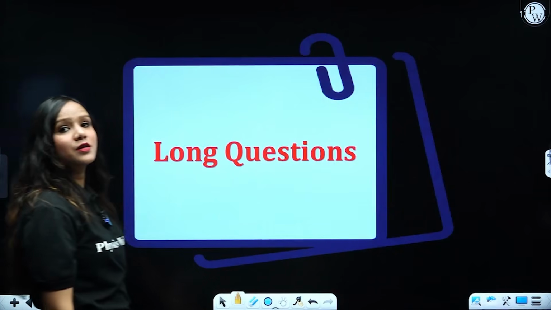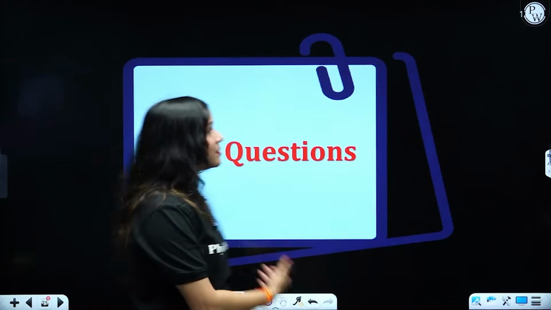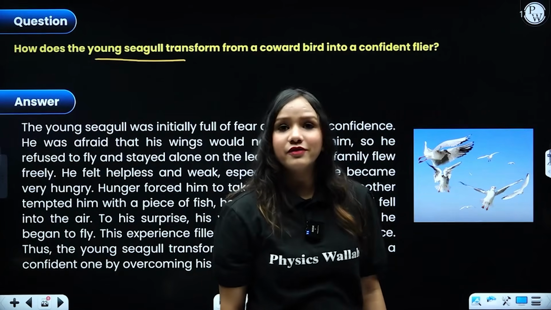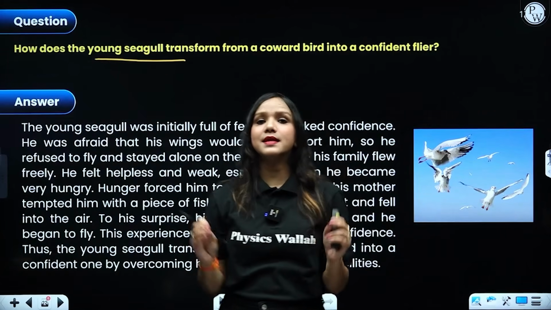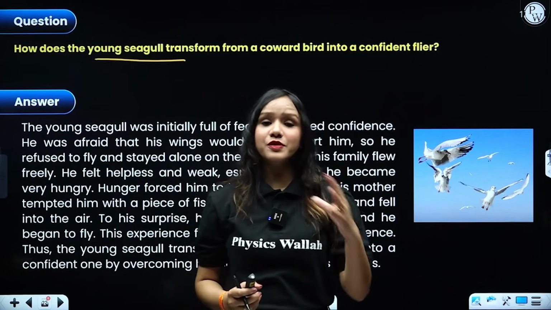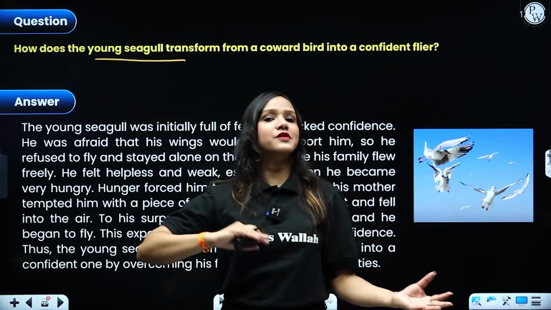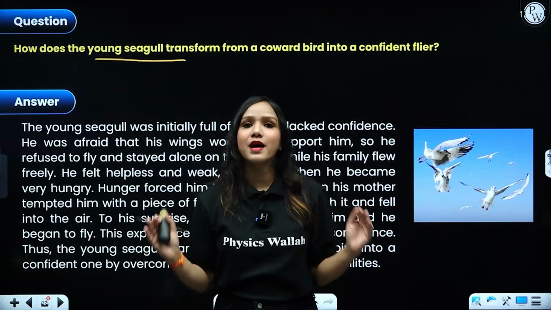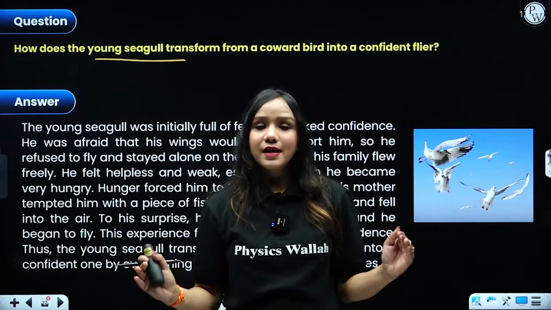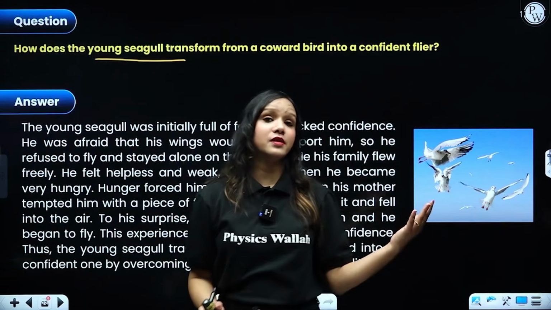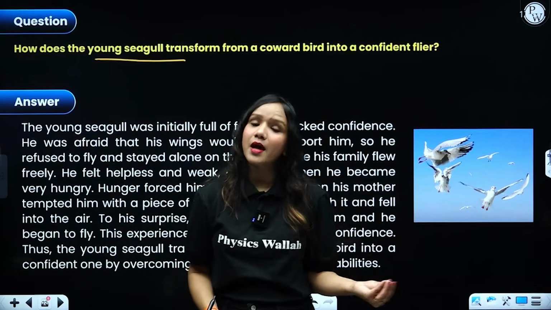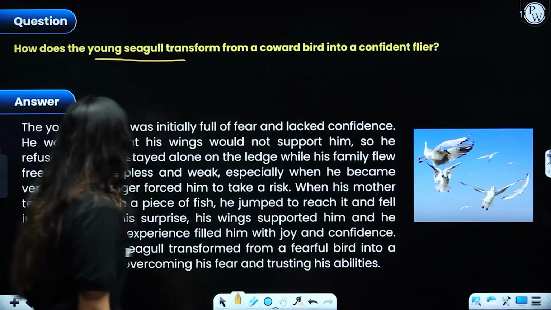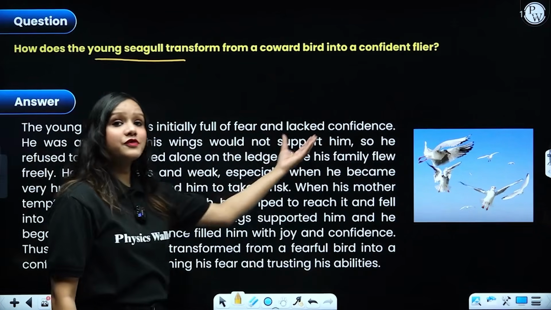Now, the long question from this lesson, let's see, is how does the young seagull transform from a coward into a confident flyer? I told you this very thing, that this is the gist of the lesson, that if we compare the initial part of the lesson with the ending, the climax part, do you see that there is a complete transformation in the seagull, right? In the initial part of the story, he was a timid creature, but towards the end, we find him becoming the confident one, right? Let's see how. The young seagull was initially full of fear and lacked confidence.